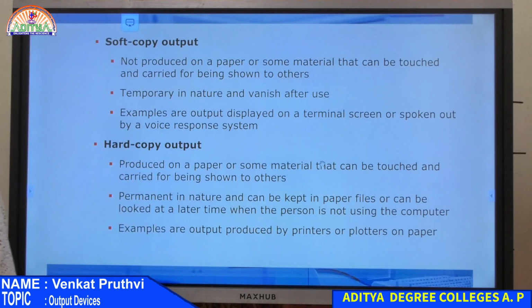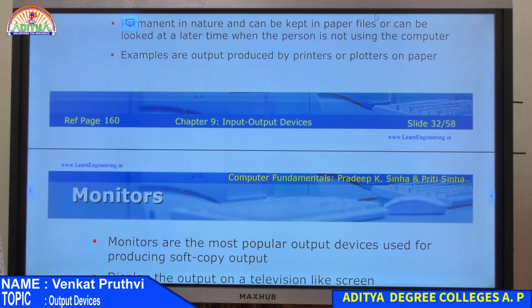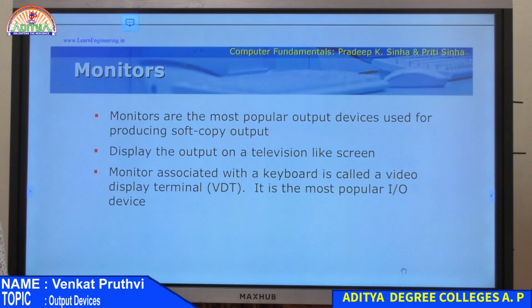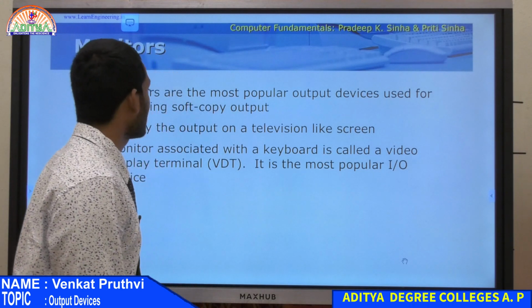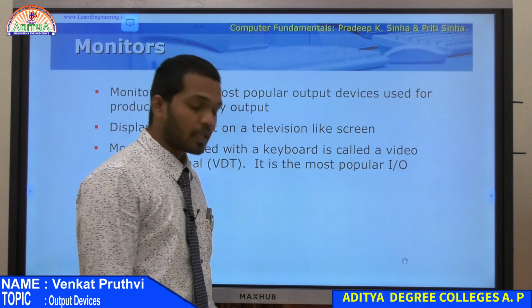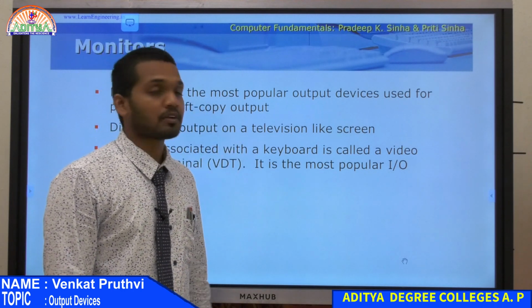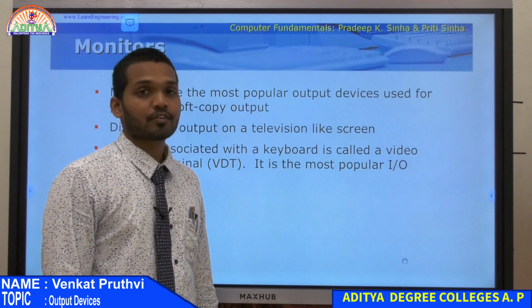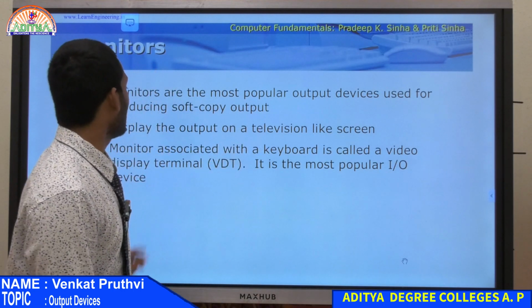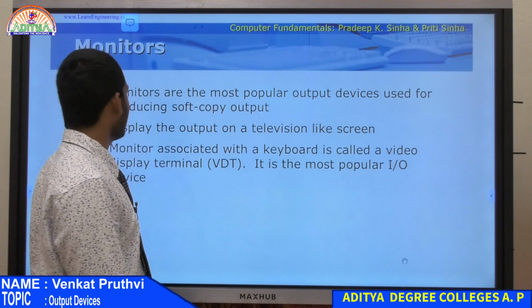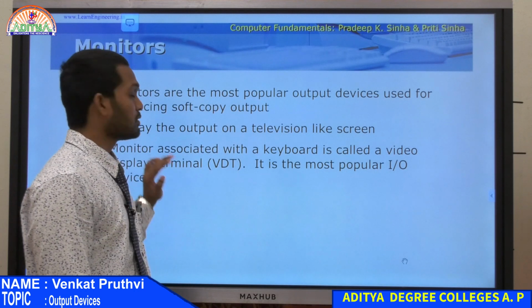Okay, and the next thing that we have is monitors. What do you mean by monitor? Monitors are the most popular output devices used for producing soft copy output. As we discussed in the previous slide, monitors display the output on a television like screen. A monitor associated with a keyboard is called a video display terminal, VDT. It is the most popular input output device.